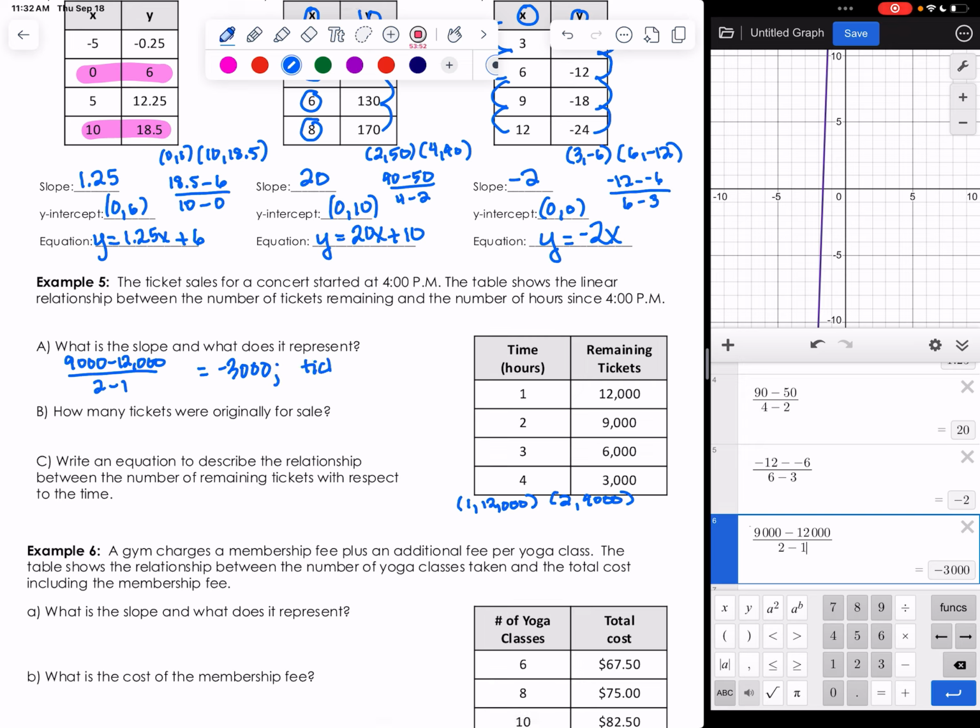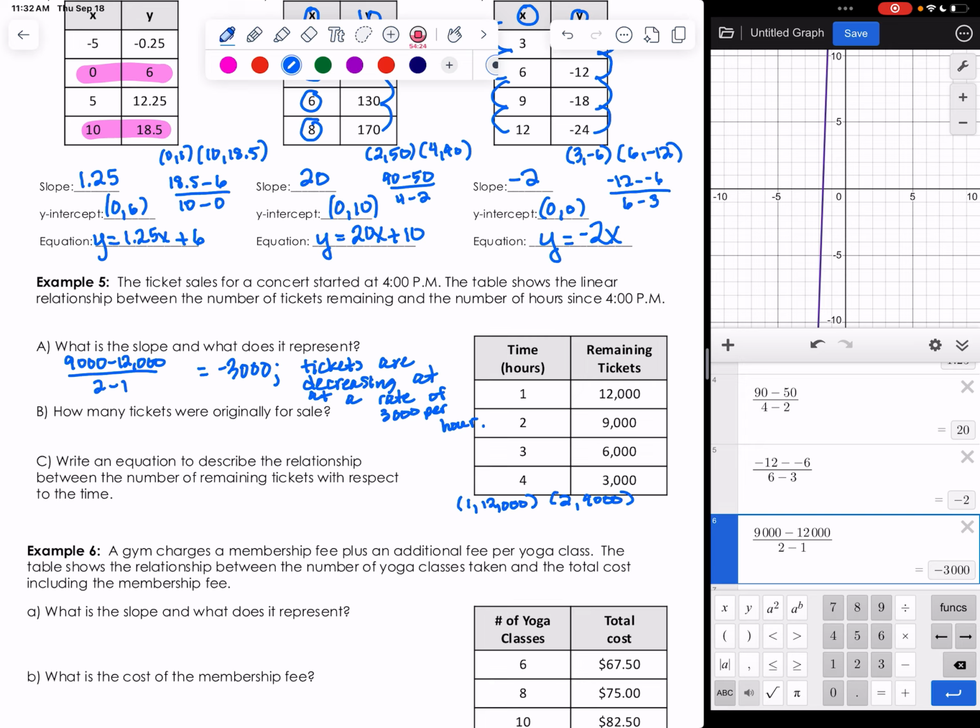So what does it mean? Tickets are decreasing because it's negative, at a rate of 3,000 per hour.